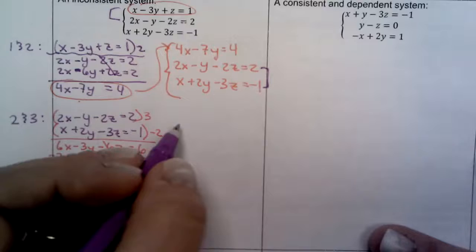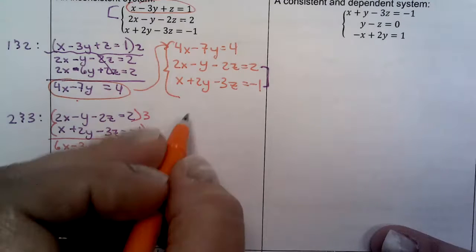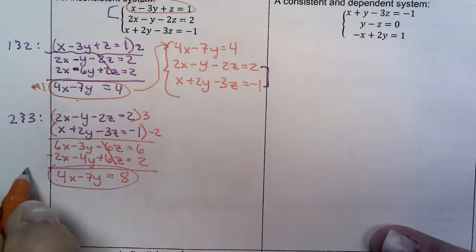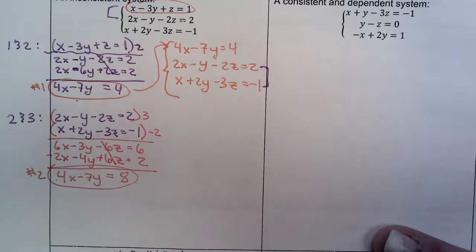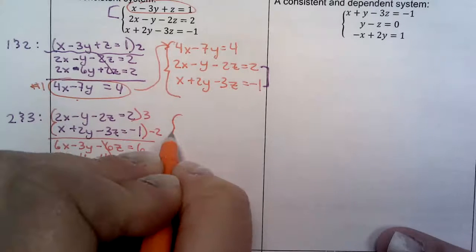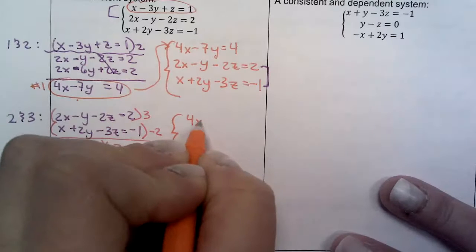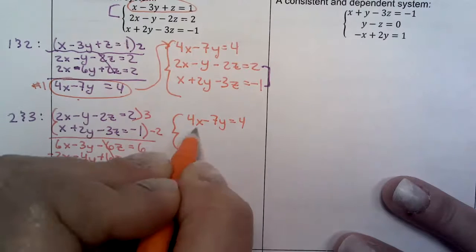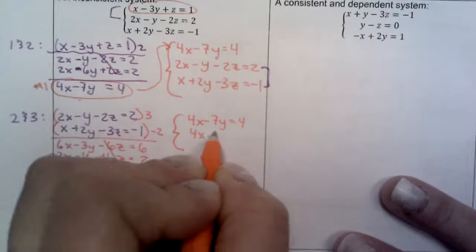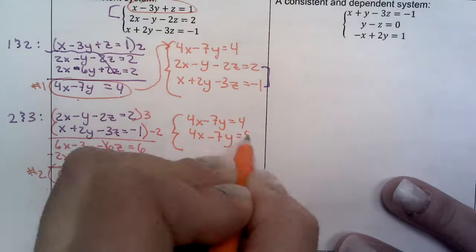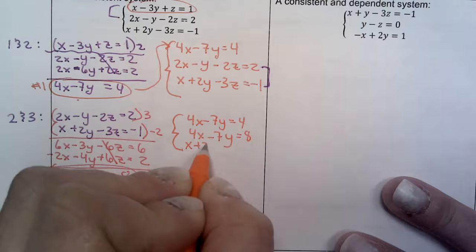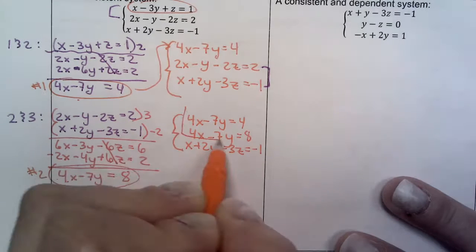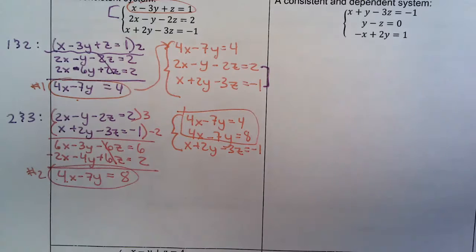All right, so now I'm going to do the same thing I did before, and I'm just going to rewrite my system. And now this one became my number 1. This one's going to become my number 2. Okay, so my system now is going to be 4x minus, so I'm starting with this system that I rewrote already. And now I'm going to put this one in, 4x minus 7y equals 8. And then I have x plus 2y minus 3z equals negative 1. And you see, I have 2 systems with 2 unknowns.